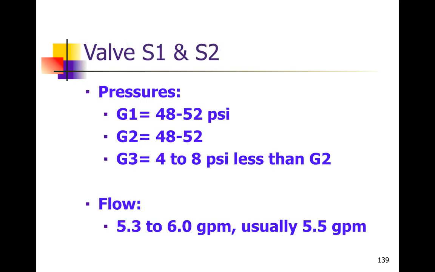What we should see is that gauges 1 and 2 will be virtually identical, in the range of about 48 to 50 psi. Gauge 3 will be anywhere from 4 to 8 psi less than gauge 2. If there's a much larger differential between gauge 1 and 2 than 1 or maybe 2 psi, we probably have a bunch of debris plugged in that disc filter. If that's the case, shut the pump off, take the disc filter out, clean it, and put it back in.